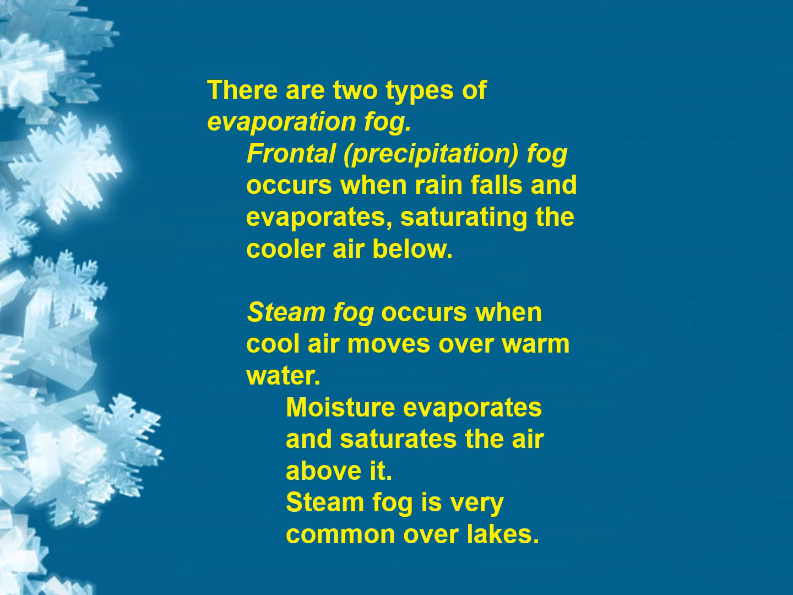Okay, so these two types of fog will not be on your first exam, but we won't ignore them. We will go ahead and discuss them. So frontal fog, also referred to as precipitation fog, occurs when you add moisture. When rain falls and then evaporates, thereby saturating the cooler air below close to the ground surface. So this is why sometimes when it starts raining, you might get some fog to form. And the fog wasn't there until it started raining.